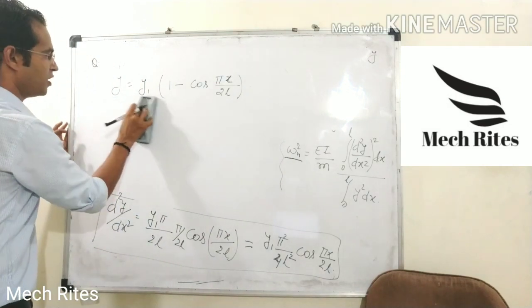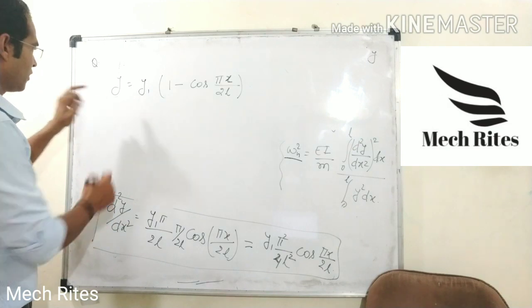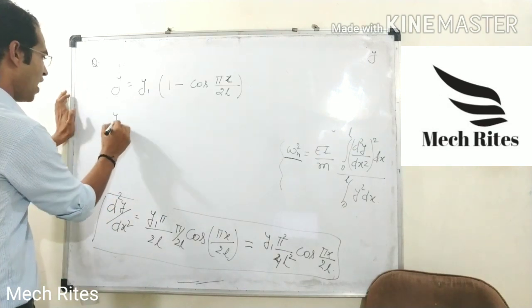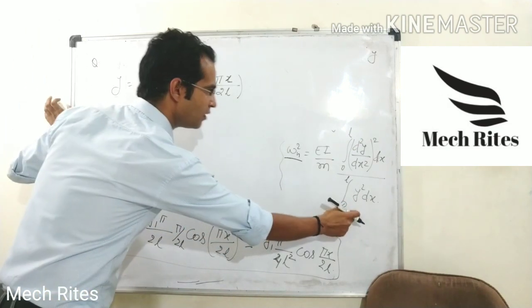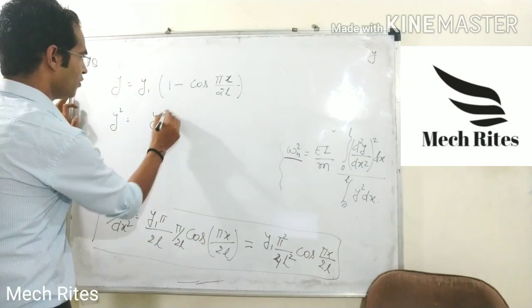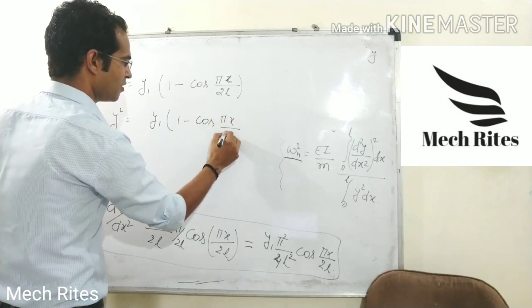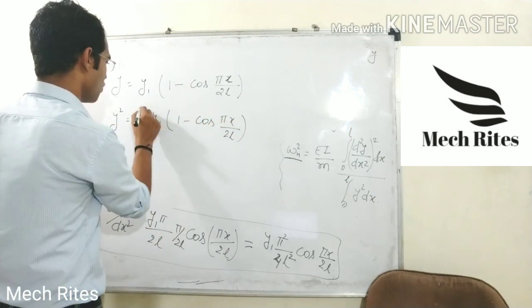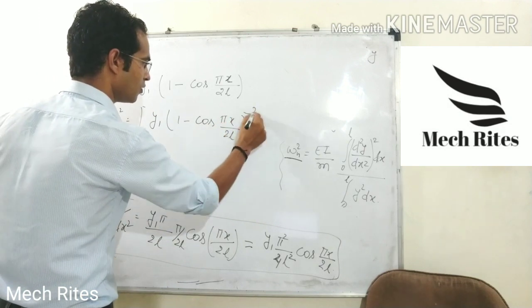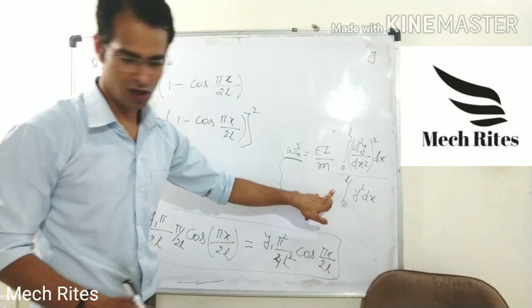Another thing we require is y square. So y square will be what? For the denominator, y square will be y1 (1 minus cos(pi x by 12)) whole square. Now I am going to put all these values in the equation.